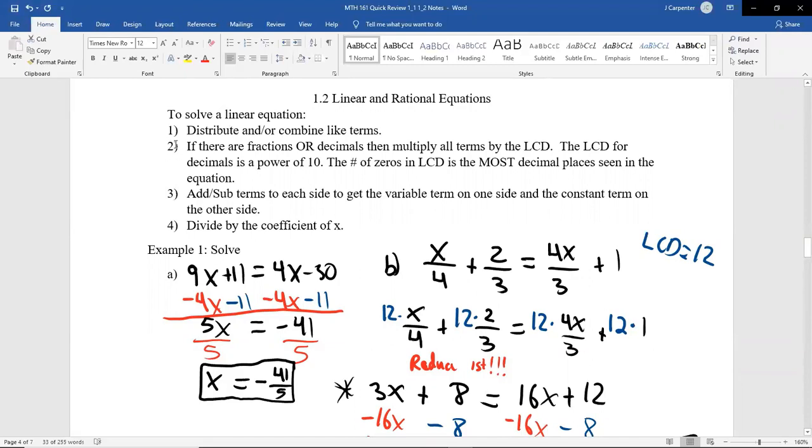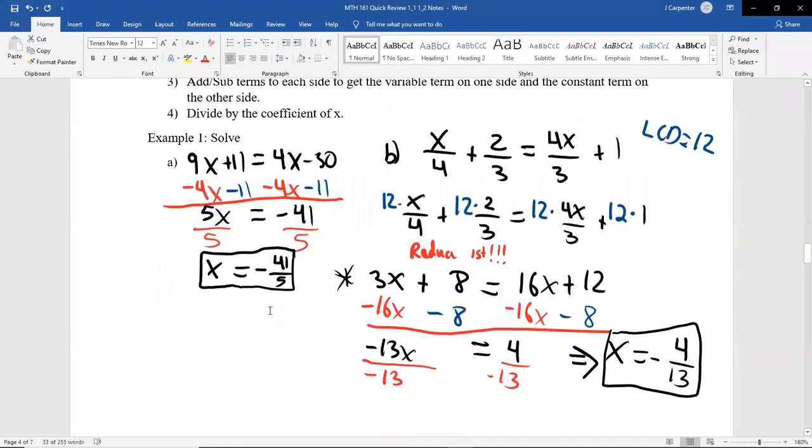Step 2 is arguably optional. You can solve linear equations without doing step 2 most of the time, but it will make them much more difficult because then you'll have to put up with those decimals or fractions along the way. We did a couple examples, and we will go right into a third example.